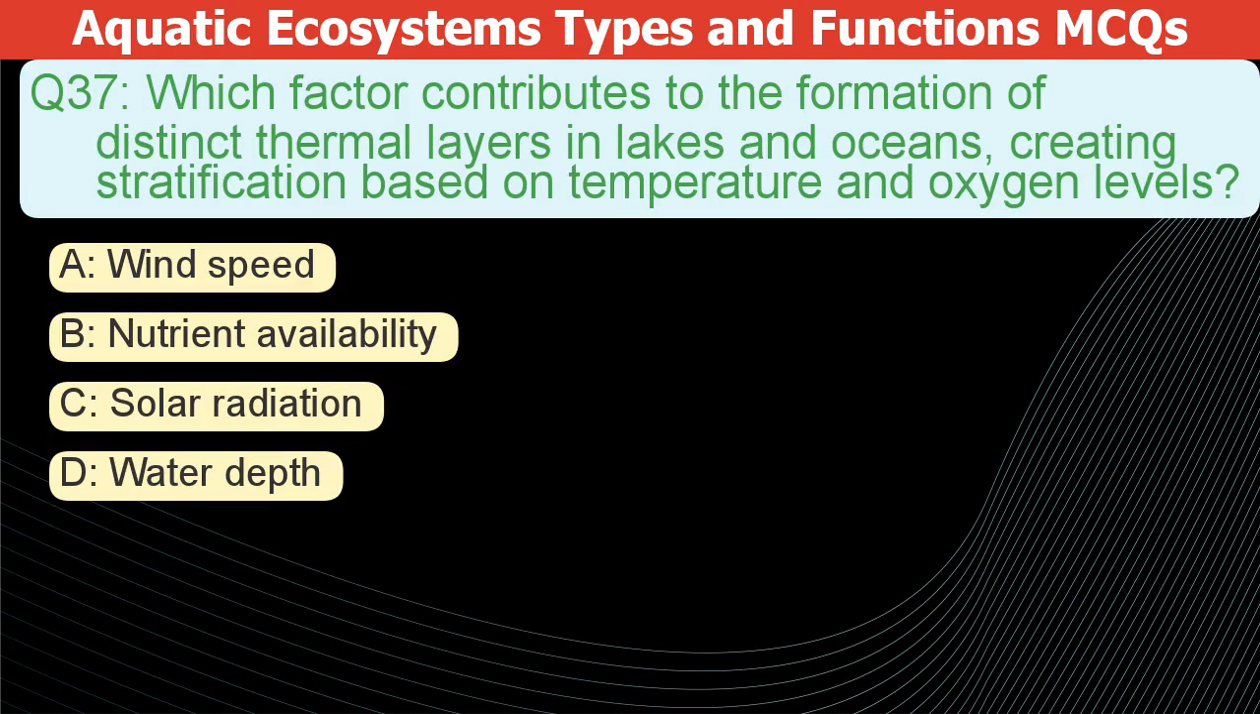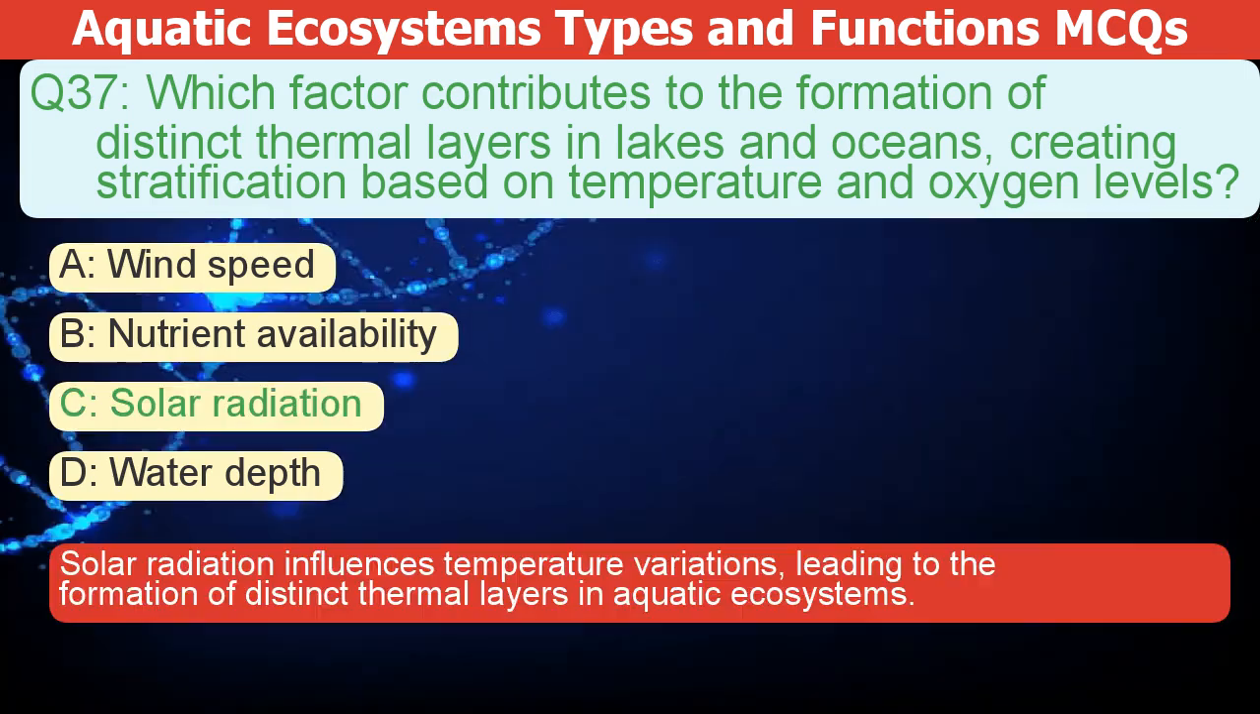Which of the following is a common name for the uppermost layer of a lake or ocean where light penetrates and photosynthesis occurs? A. Photic zone. B. Abyssal zone. C. Benthic zone. D. Hadopelagic zone. The correct answer is A. The photic zone is the uppermost layer of a lake or ocean where light can penetrate, allowing photosynthesis to occur and supporting a variety of photosynthetic organisms in aquatic ecosystems.